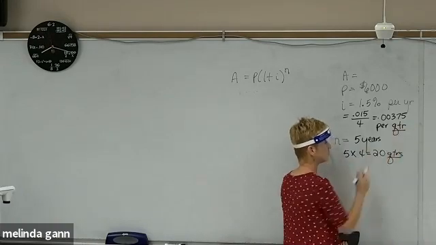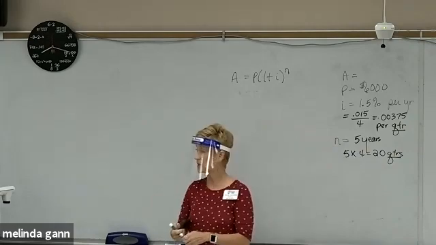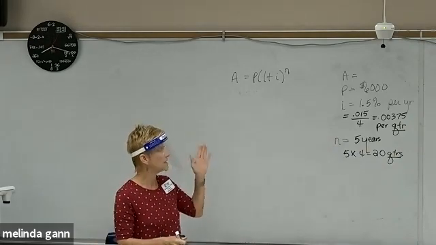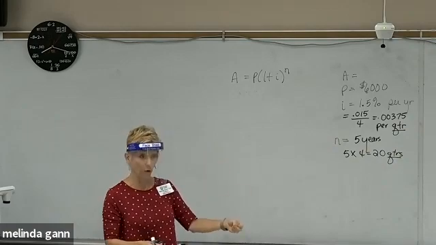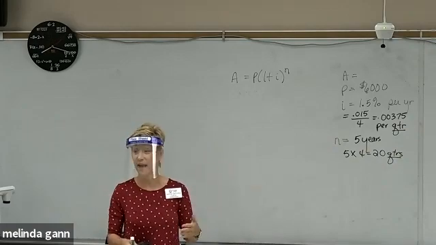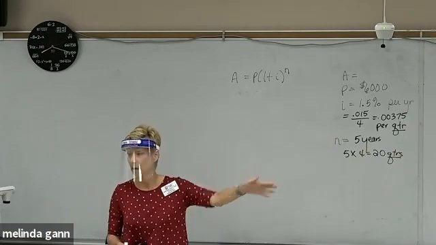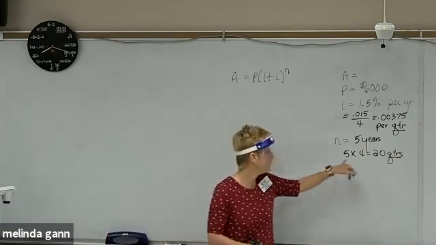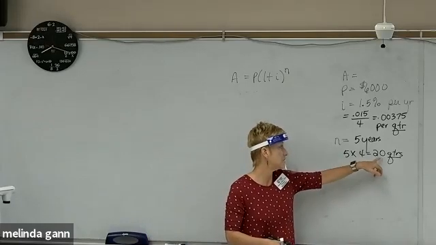Quarters. So now everything's in terms of my period. My interest rate is 0.00375 per quarter, and I know that this interest is calculated 20 times. Every 3 months, they calculate the interest. They're going to do it for 5 years, 4 times a year is 20 times.